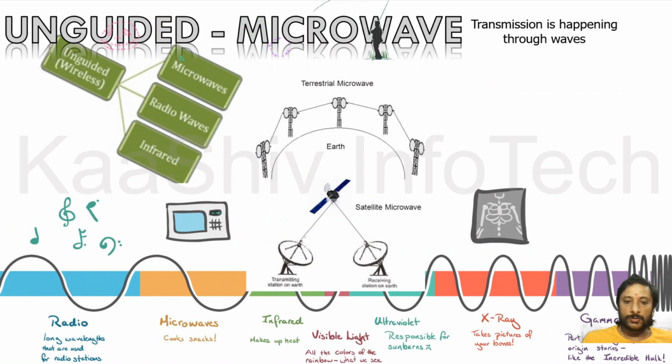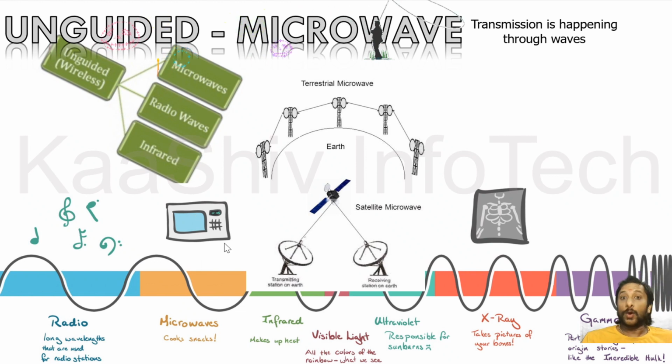Now let's talk about the unguided medium. The one is like microwave. In unguided medium, we already talked about microwaves, radio waves, and infrared. Before that, we should understand the signals here. You got the gamma rays here. You can see the frequency is more here, and the frequency is getting reduced here. You got X-rays, ultraviolet, visible light, infrared. You got the microwaves here.